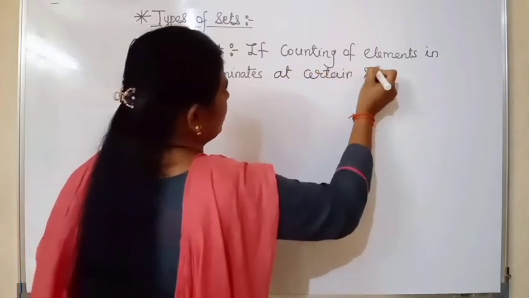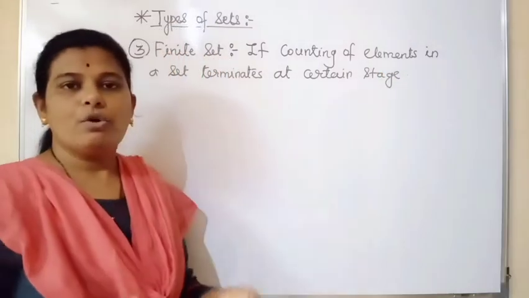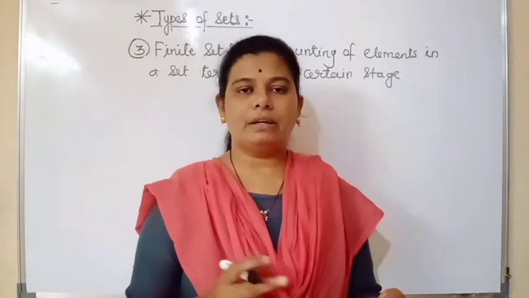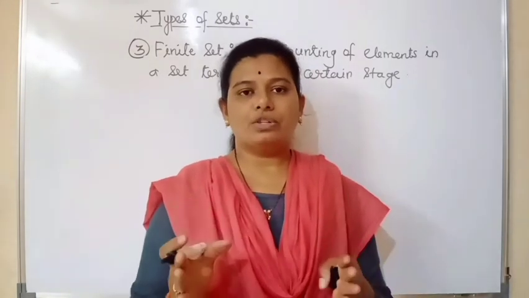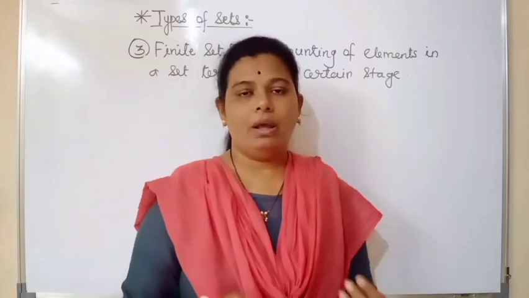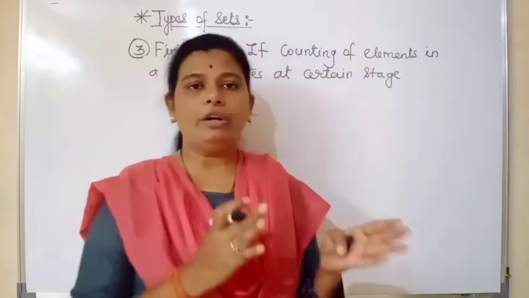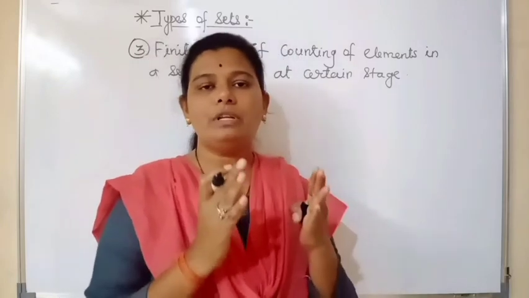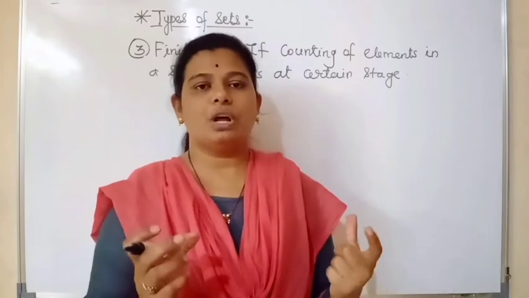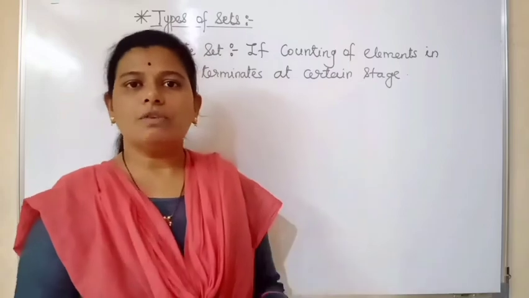At a certain stage, this is called a finite set. For example, many times it is given to make a set of natural numbers from 1 to 10, or make a set of natural numbers from 1 to 20. So 1 to 10 means you have the limitation, that is, you have to make a set of natural numbers which are between 1 to 10. So this is a finite set.